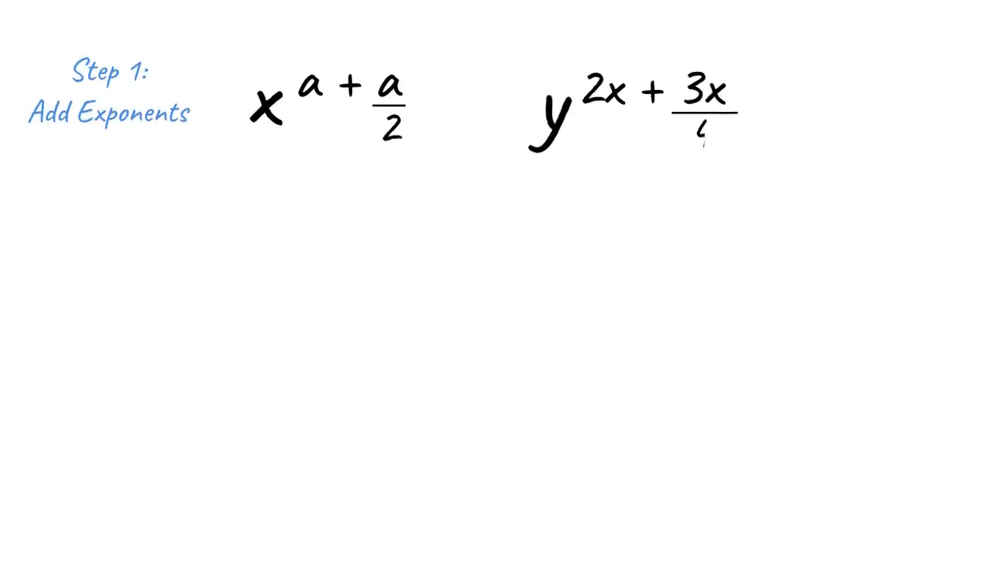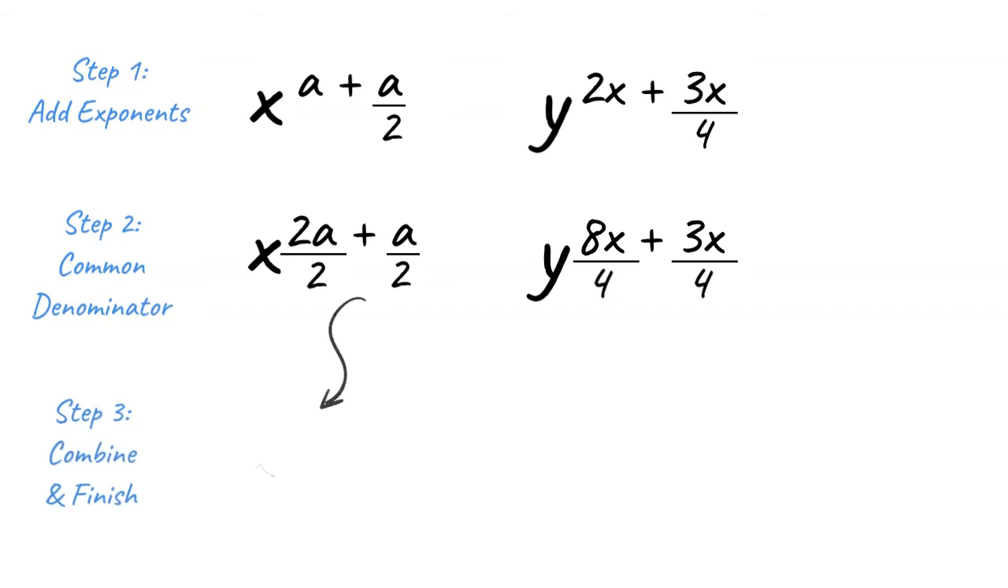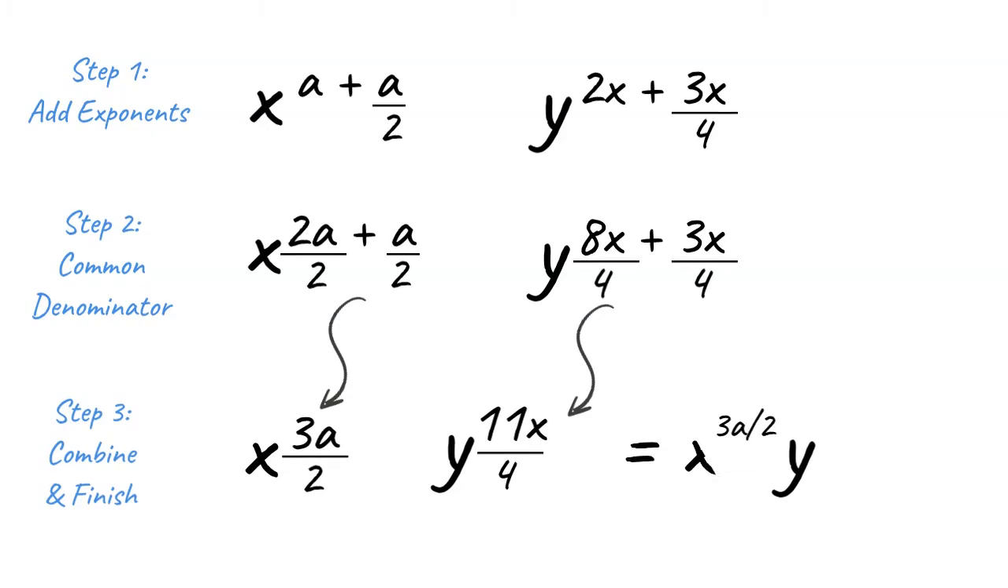So step 1 is to separate the variables as their own term and write the variables' exponents as addition problems. Then in step 2, you want to write those problems with common denominators like we would for any fractional addition problem. Then in step 3, we combine the exponents and rewrite the separated terms as one, so we've simplified it as much as we can.